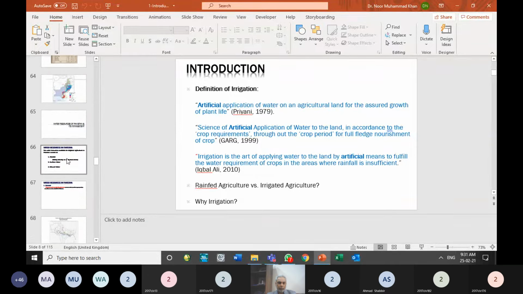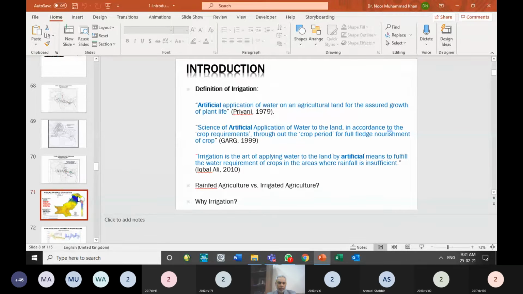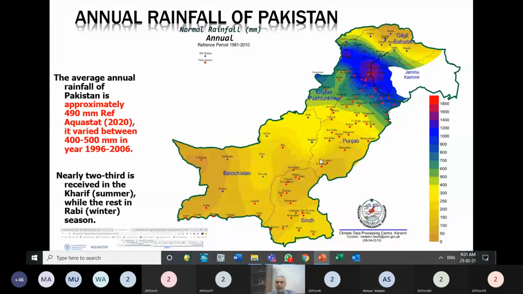So here it is. If we see the average rainfall of Pakistan with the help of this colored map, we are telling you the average rainfall in different parts of Pakistan. So take a few minutes, try to absorb it. Tell me which area has the least rainfall, the least average annual rainfall. I can zoom for you if it is not visible.